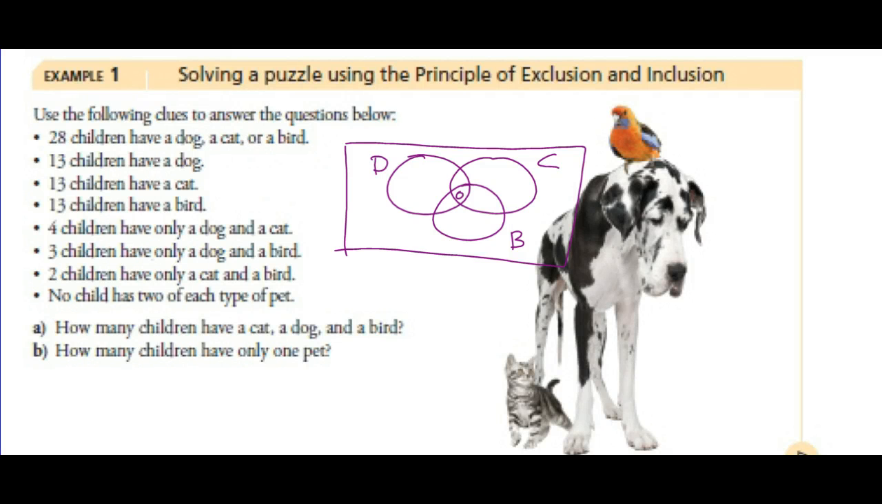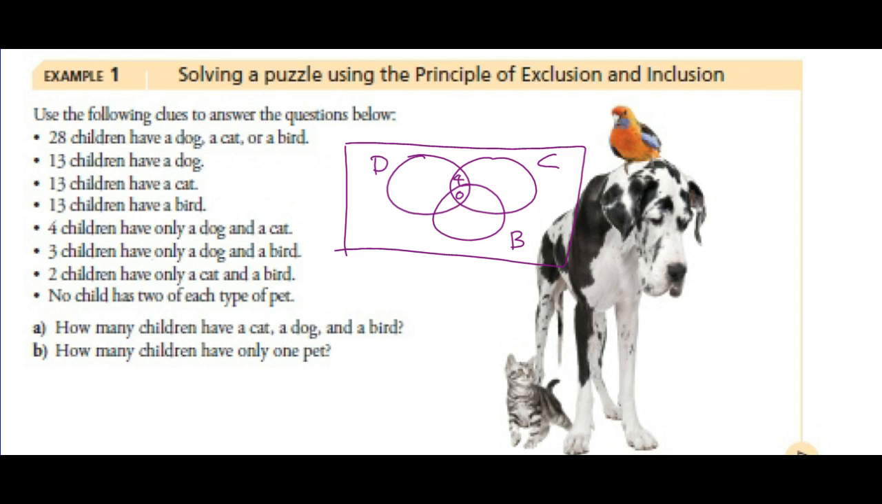Okay, nobody has all 3. 4 children only have a cat and a dog. So remember, that little slice that I just put the 4 in, that's only cat and dog, right? Or cat and dog but not bird, because this is cat, dog, and bird. So this is cat and dog but not bird, or only cat and dog.